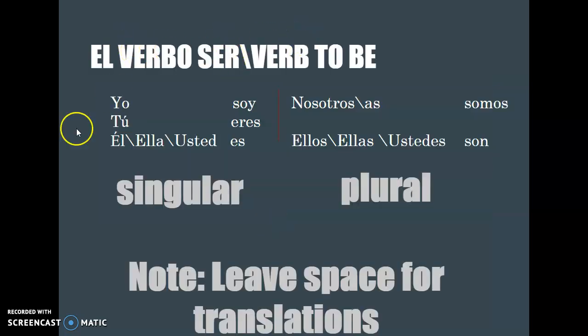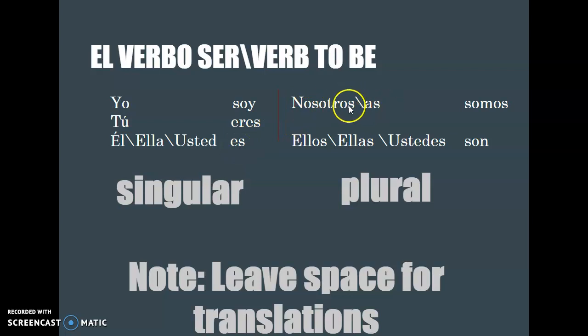It looks like this. Yo soy, which means I am. Tú eres is the you familiar, and we have discussed that before. Él es, he is. Ella es, she is. Usted es is you are formal.